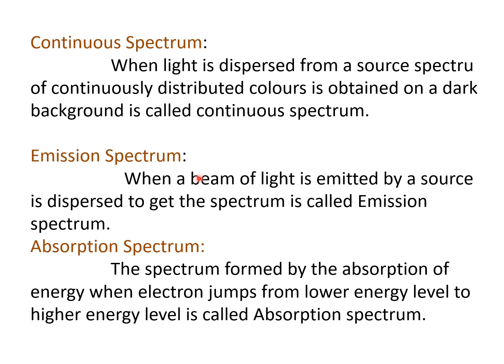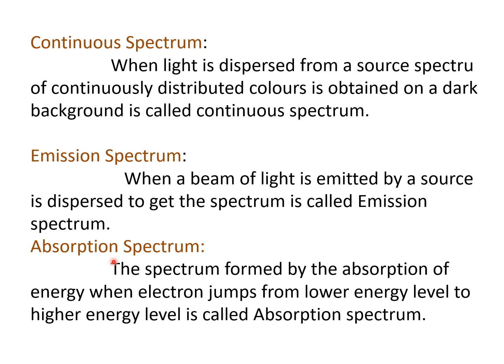I hope you are clear here, or shall I repeat? Okay, I repeat. Continuous spectrum is produced when light from a source is released continuously on a dark background. Whereas emission spectrum is produced when light is emitted as the electron jumps from a higher energy level to a lower energy level. This is known as emission spectrum.